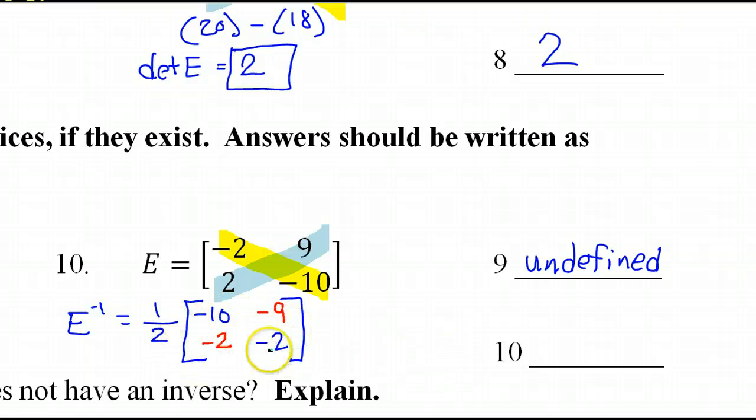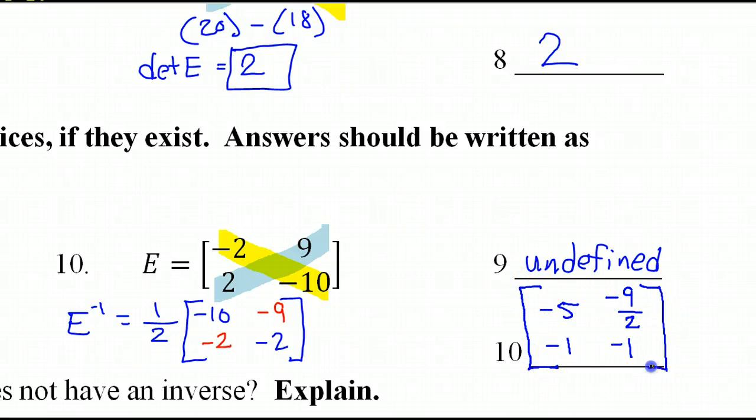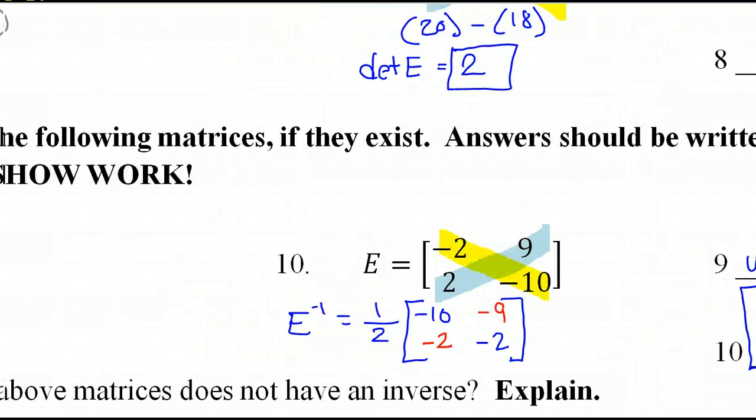For the final answer, I need to divide everything by 2. Thus the 1/2. So the final answer will be -5, -9 over 2, -1, and -1. Okay, that is the inverse. Alright, so that was 9 and 10.